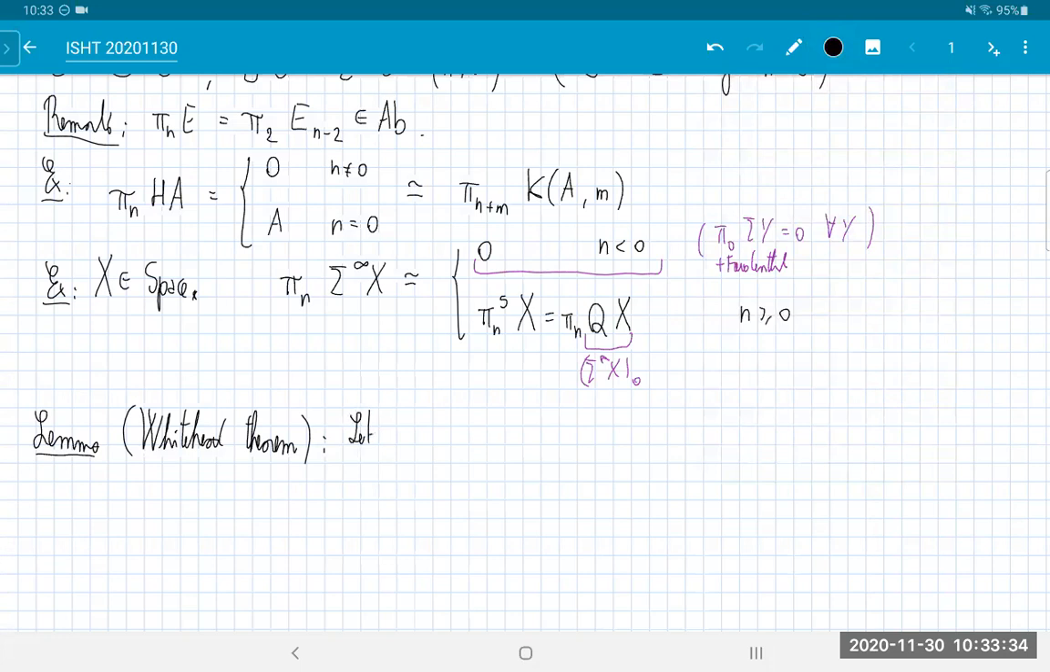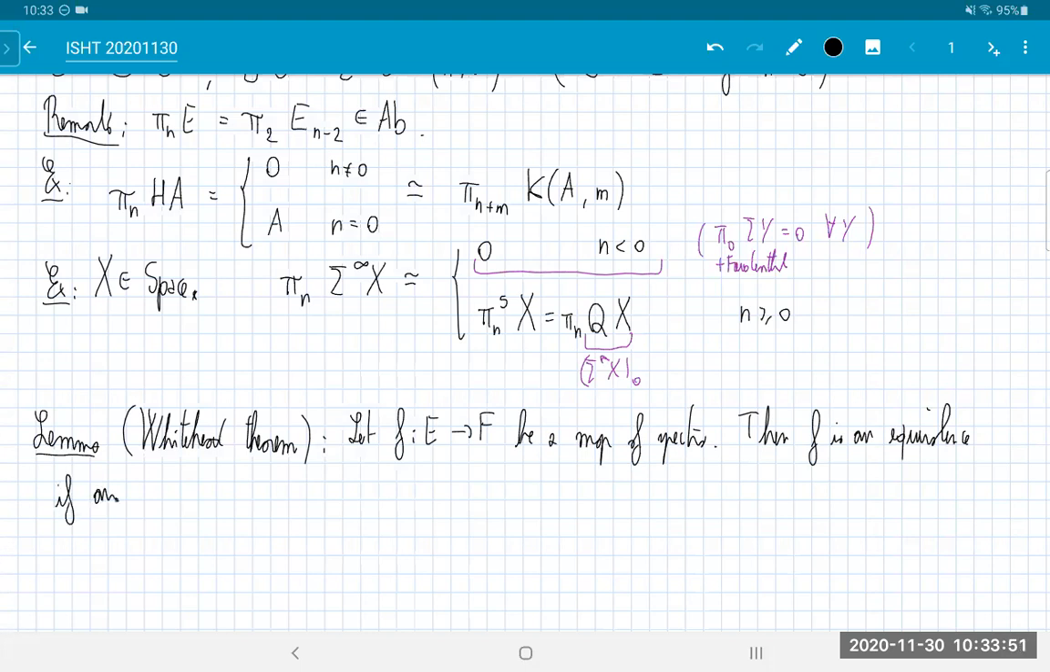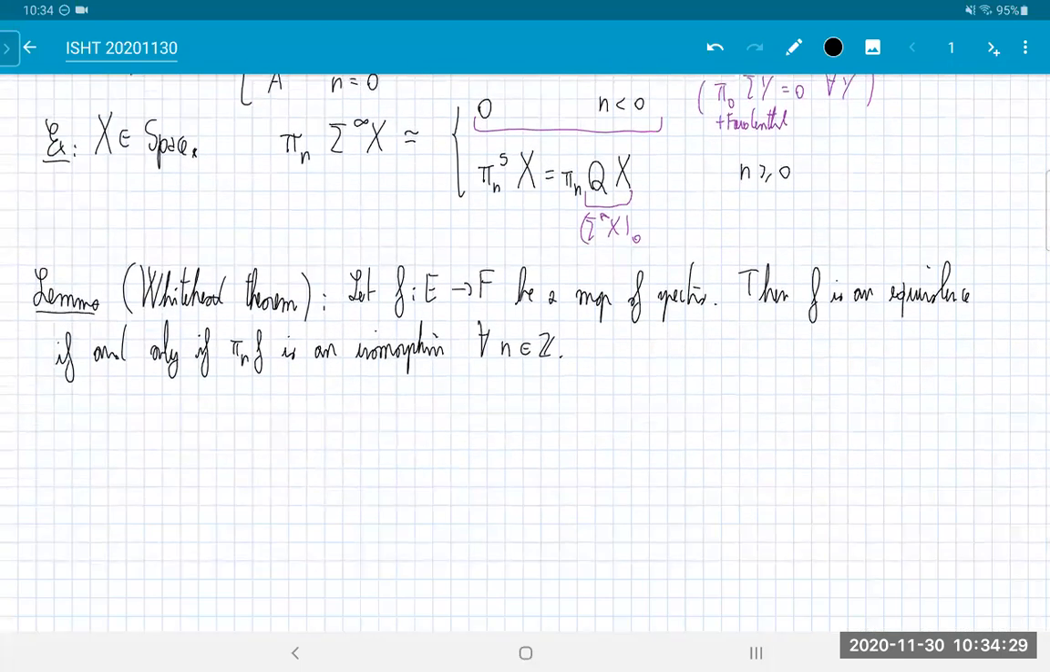Whitehead theorem. So let f from E to F be a map of spectra. Then f is an equivalence if and only if pi n of f is an isomorphism for every n in Z. Note that homotopy groups of spectra do not depend on the base point. There is no base point choice here. This is sort of smoothed out by the stability situation. So I just have one abelian group for every n in the definition. And there is no action of pi 1 on other groups or any other fancy thing like that. It's just a graded abelian group.